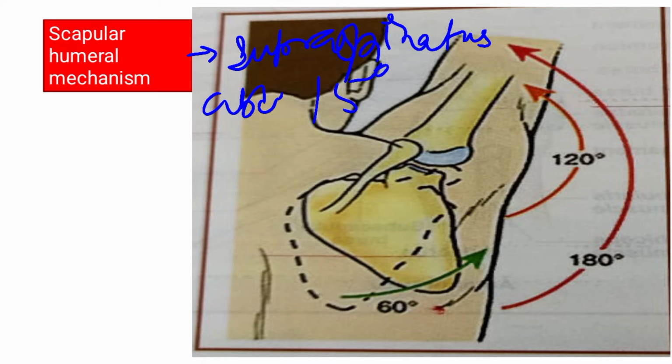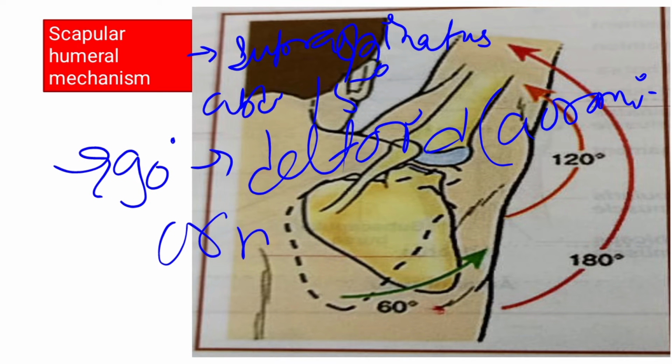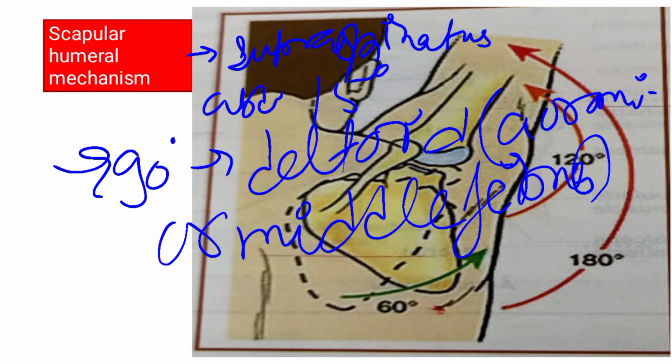After that, the deltoid, acromial or middle fibers, is the major abductor up to 90 degrees of abduction. Which muscle is doing 90-degree abduction? This is the deltoid, acromial or middle fibers. This is the major abductor. These two muscles, supraspinatus and deltoid, are the prime movers for abduction.